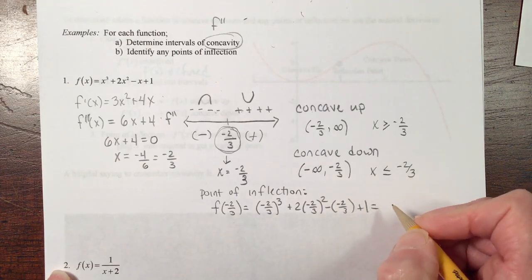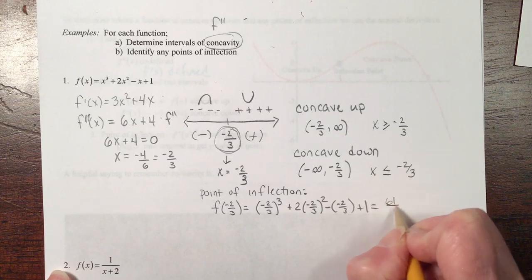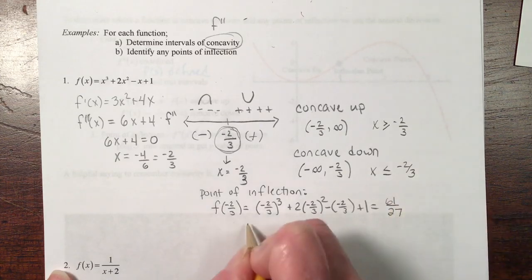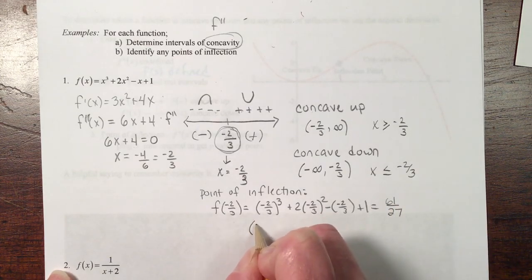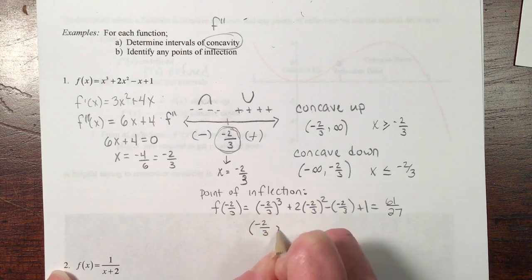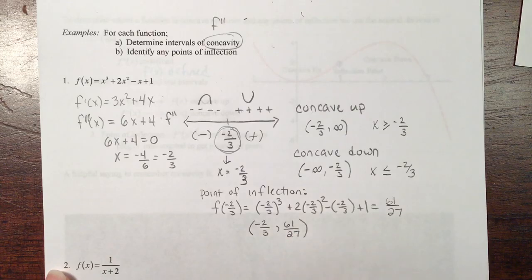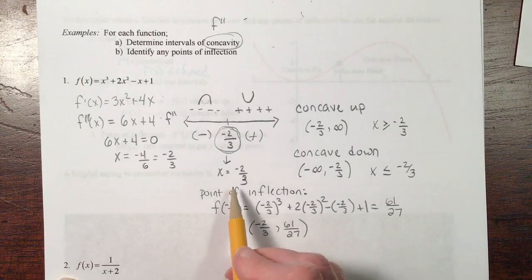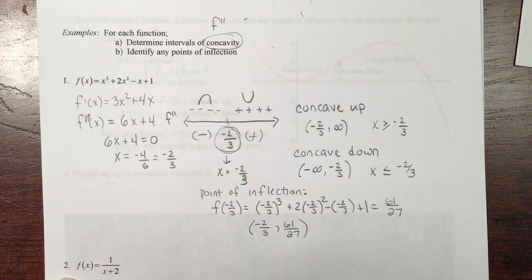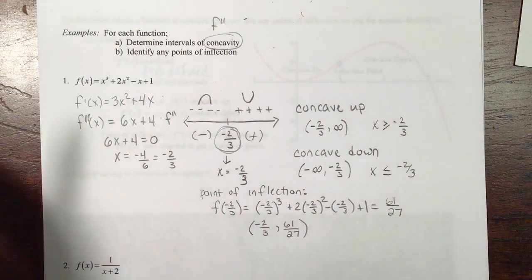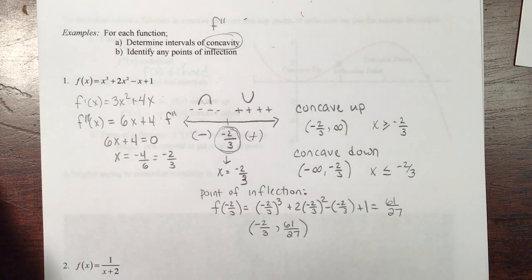And the y value when we do that is 61 over 27. So our point of inflection would be negative 2/3 and 61 over 27. That's our x, that's our y. Now be real careful with these questions because sometimes they only ask you for the x value, and that's okay. I just wanted to try to work through one question, showing you all the different steps.